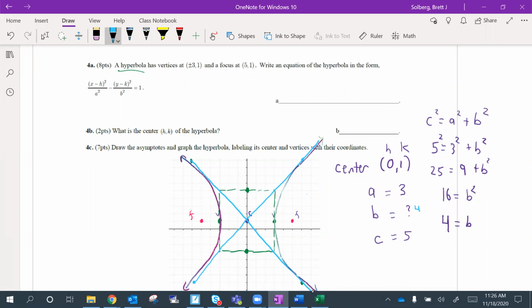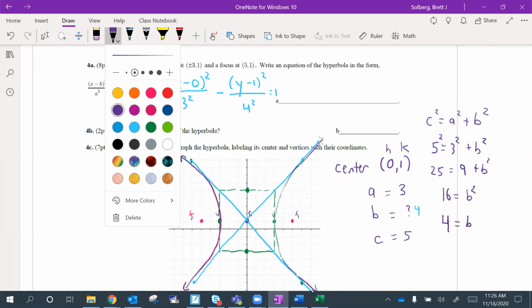So the equation, we've got a, b, and now we've got our center. So I'm going to write it unsimplified here. Okay, so we're going to have x minus, the x didn't get shifted, so it's x minus 0 squared, over a is 3 squared, minus, we're going to do y minus k, so that's y minus 1. And then the b we said was 4, so 4 squared, and that'd be equal to 1.